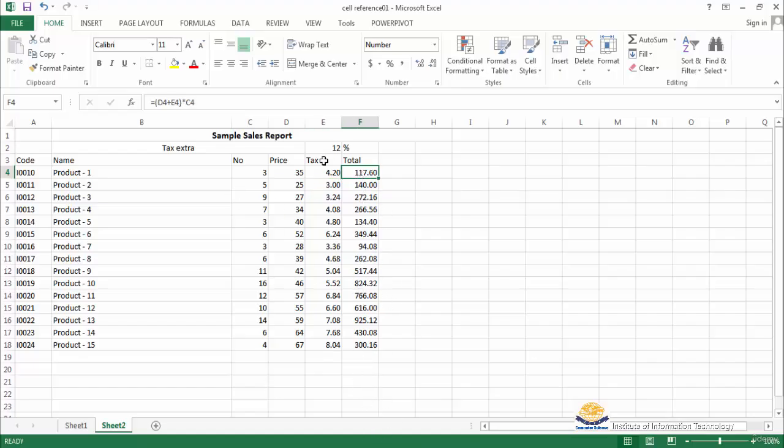We can see D4 plus E4, it is grouped with the bracket. Price plus tax amount is grouped and multiplied by the quantity number. Then this formula is copied below. Then all calculations are done.